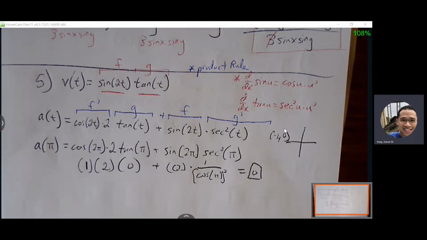Now you can use sine of pi as 0, 0 as well. Take secant as 1 over cosine.